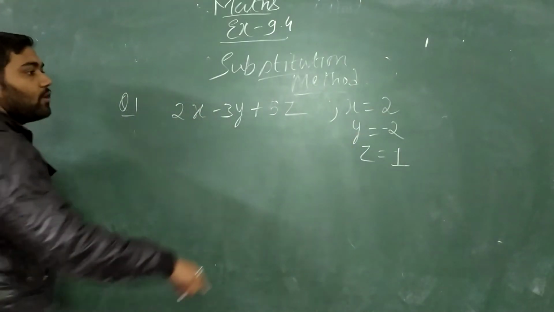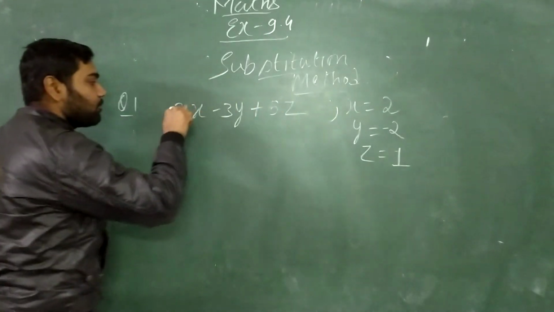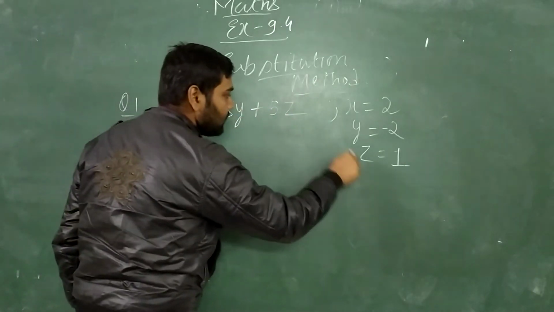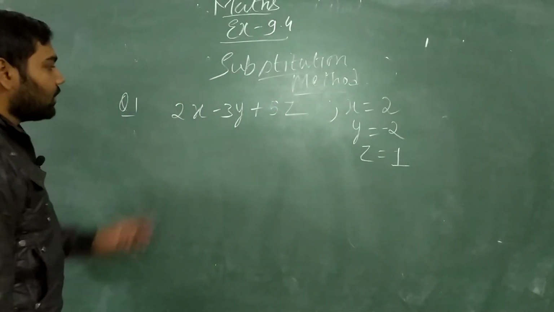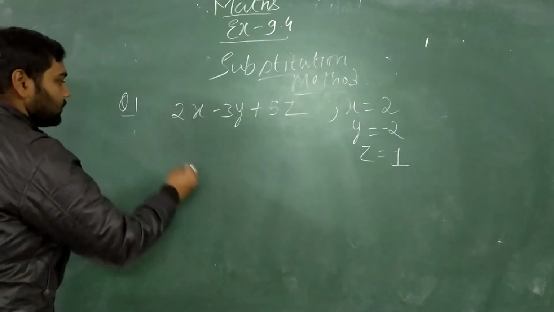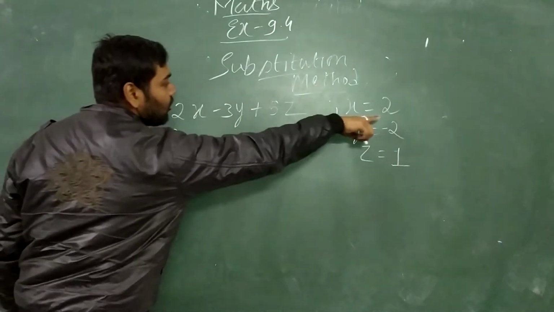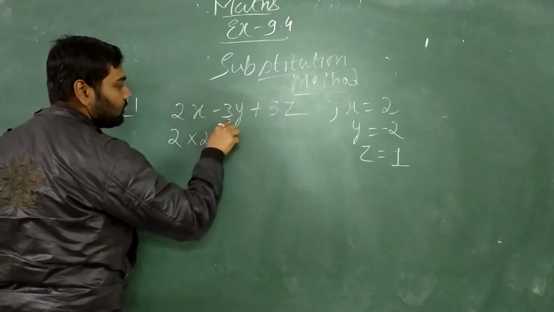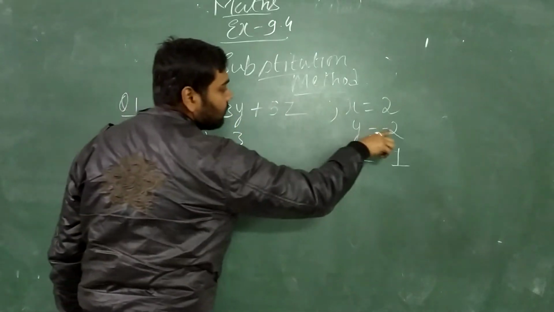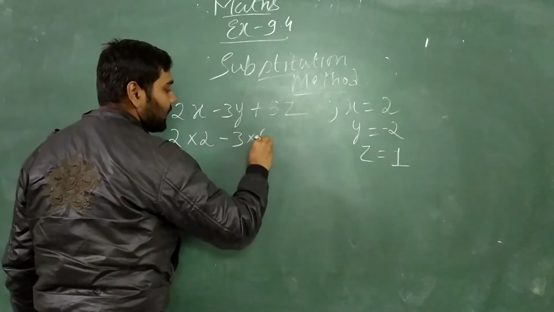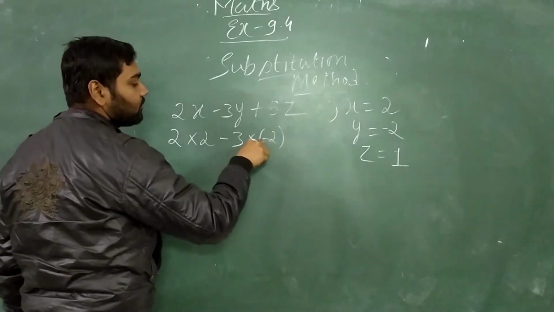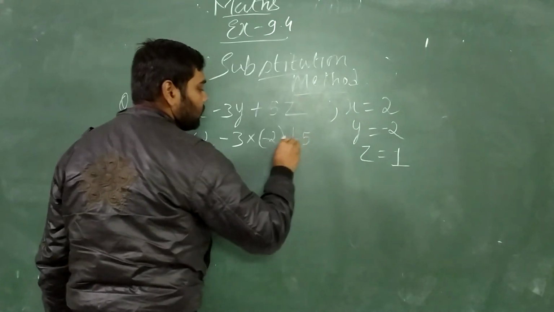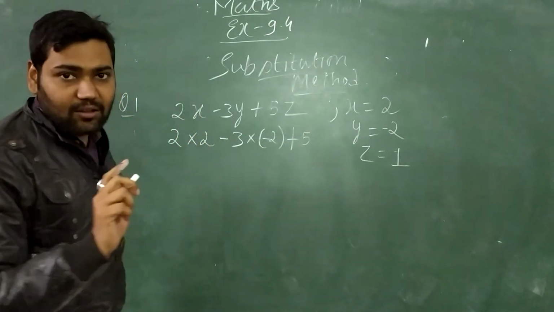So what do we have to do? We have to put the value of x in the place of x, the value of y in the place of y, the value of z in the place of z, and then we will solve and get the answer. See here, 2 into the value of x, which is 2. So 2 into 2 minus, then 3 into, in bracket we will place minus 2. Why? Because 2 has a minus sign with it, so we keep it in brackets so that we do not have confusion of sign.